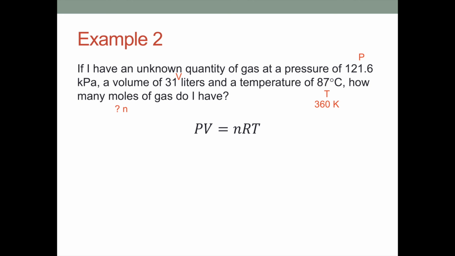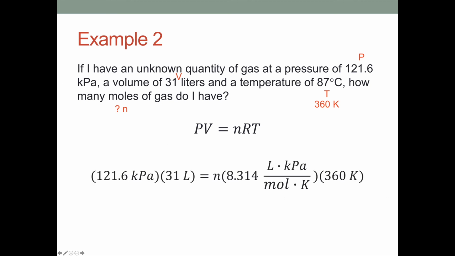So I've got PV = nRT. The R I'm going to use here is the one in kilopascals. So 121.6 kilopascals, 31 liters, n is my variable. This time the 8.314, remember those kilopascals match, and 360 Kelvin. So when I solve for n here, I get 1.3 moles. And that is going to conclude our lesson on the ideal gas law.